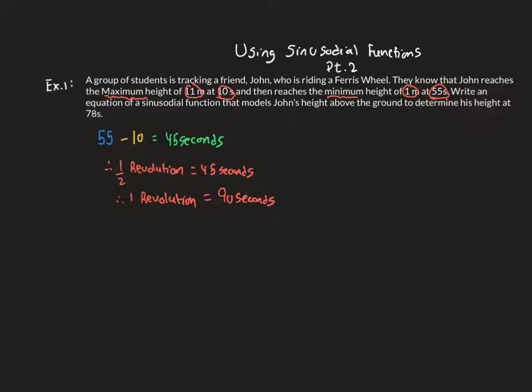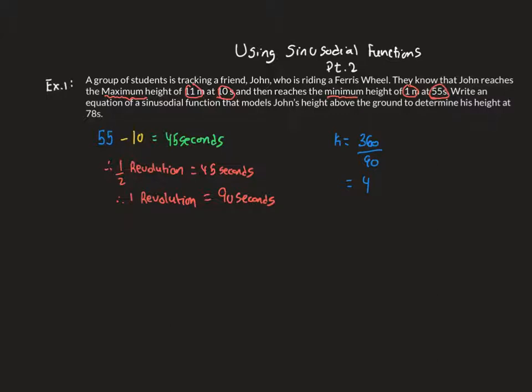Now, a revolution is another word for period. Because you're going around in a full circle, it took 90 seconds, which means 90 seconds is my period. So let's use that. It means I'm going into my k value, because remember, you always want to find out your k. You're going to go 360 divided by 90. So we have 4 for k.